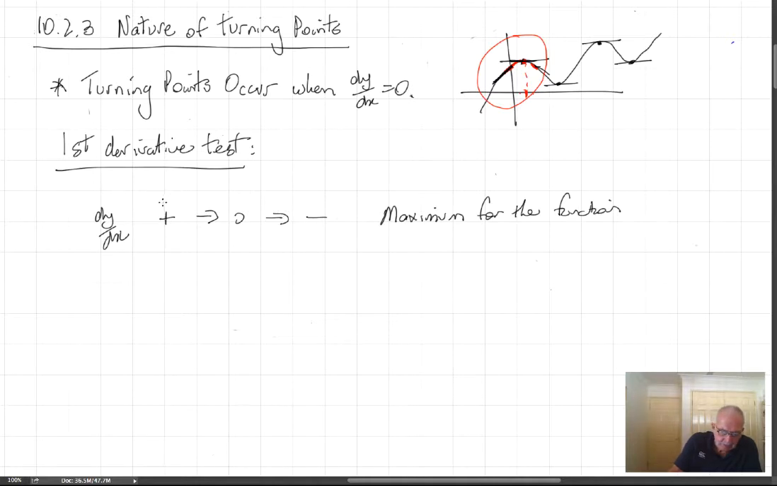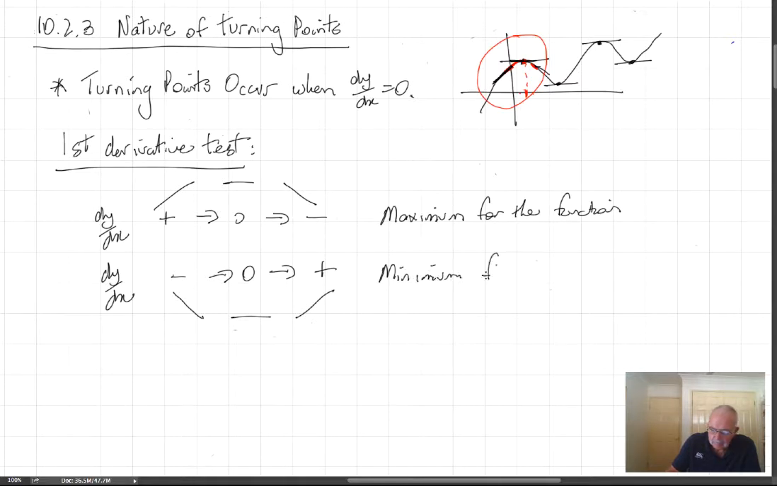Now instead of writing it like that, you can draw slopes like that, and that shows you that you're going up and coming down. If dy/dx, however, goes from a negative to 0 to positive, in other words, we're going like that, and positive like that, then we must have a minimum for the function.